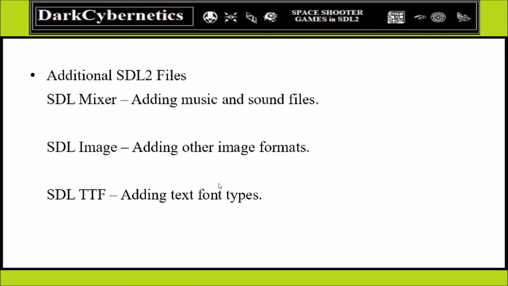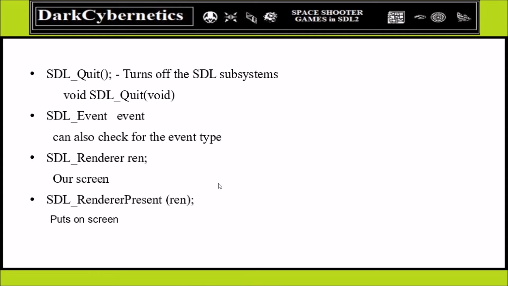So, to recap, we use SDL mixer for sound. We use SDL image for image formats, and we use TTF for text fonts. If we use SDL quit, we turn off the SDL subsystems. It's a function that just returns nothing. It can be left empty. If we don't put void in there, void is just a keyword, so we can't use that either.